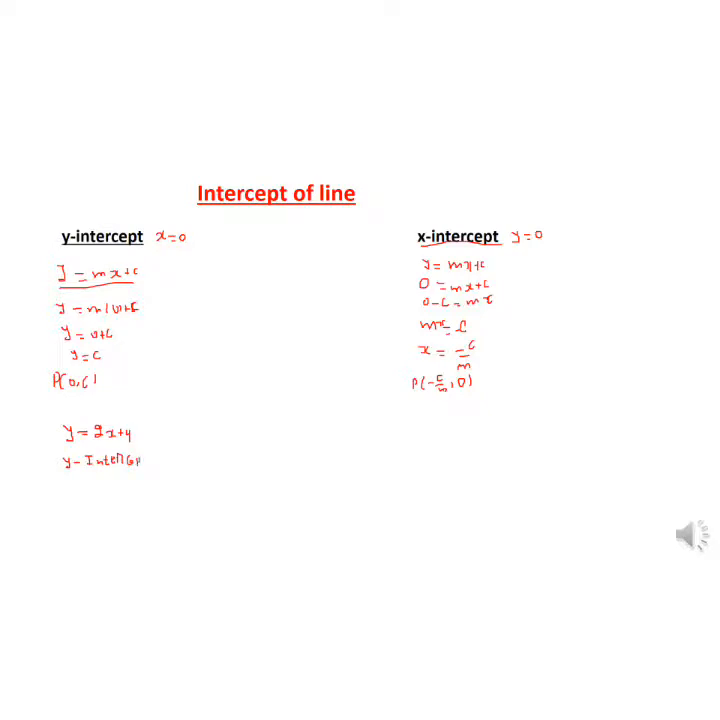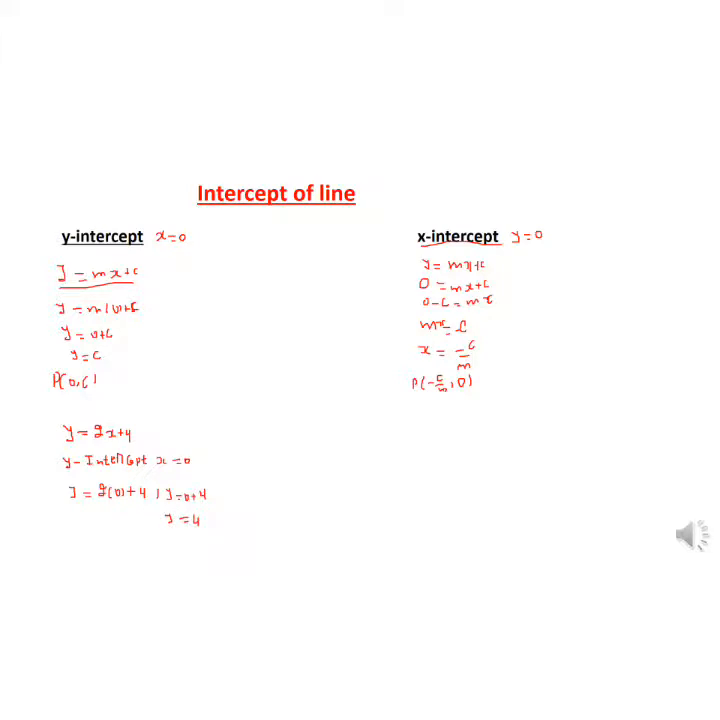The y-intercept is where x is equal to 0. So now the equation of the line becomes y is equal to 2 times 0, we get 0 plus 4. So now y is equal to 4.